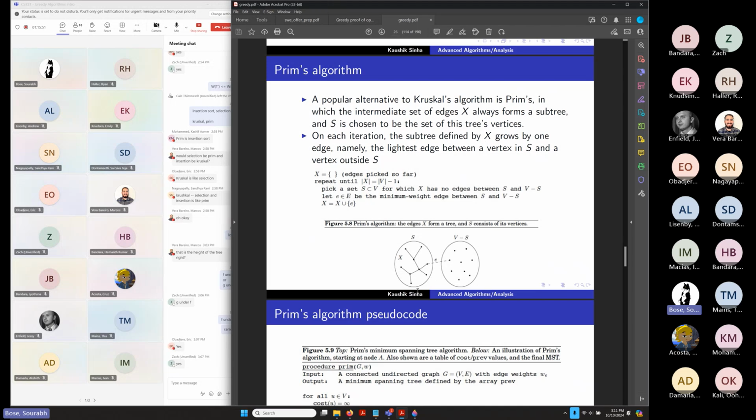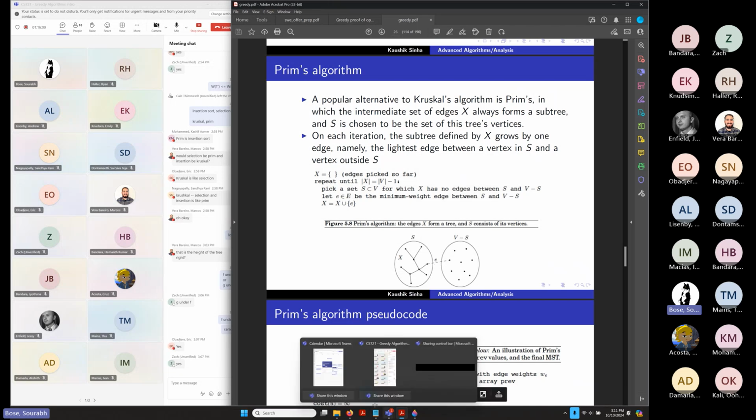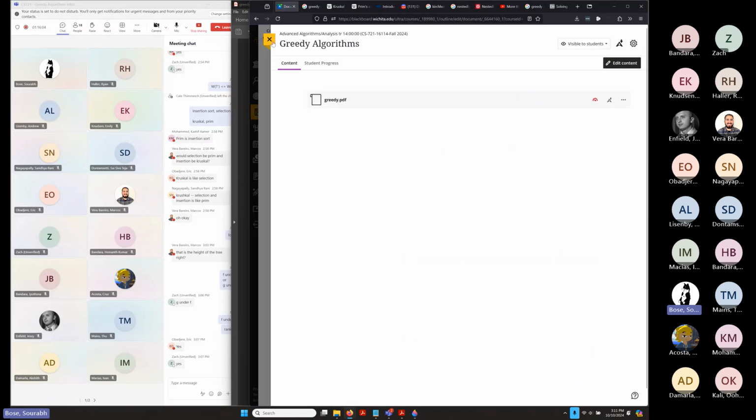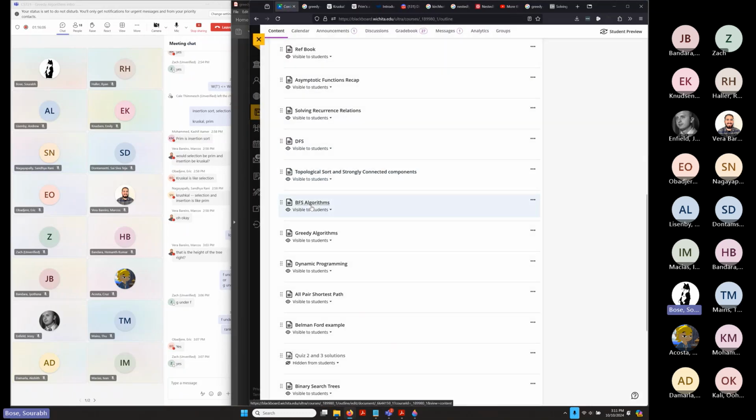Dijkstra also grows like this step by step. Prim's also grows like this step by step. Dijkstra also looks at outgoing edges. Prim's also looks at outgoing edges. We can also look at that when we see the slides for Dijkstra. So let's go to BFS algorithms.